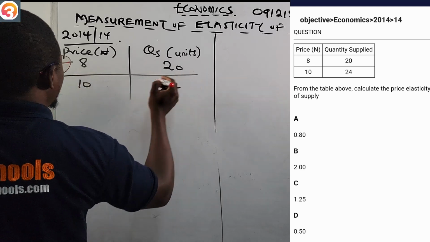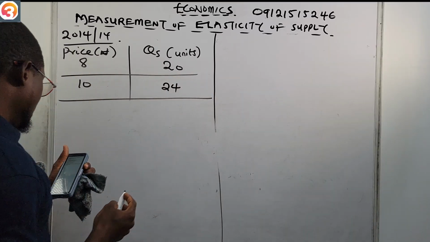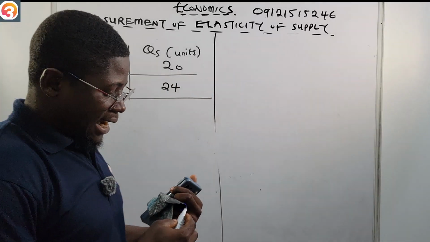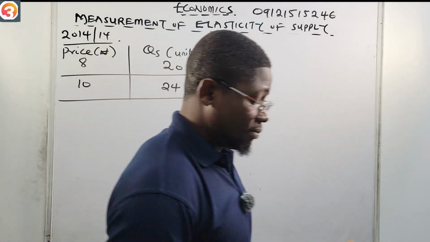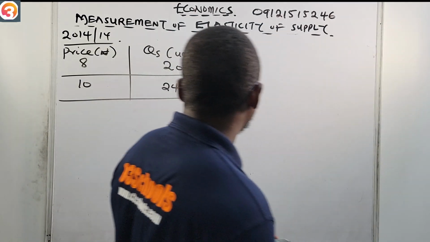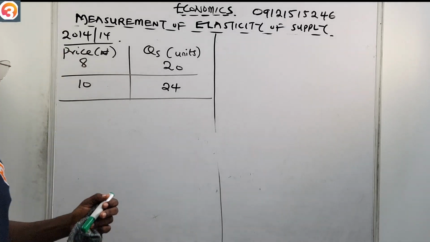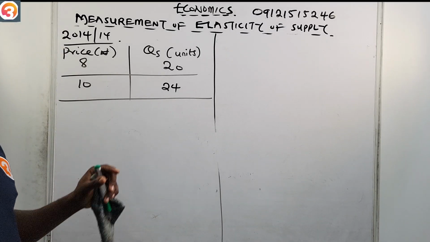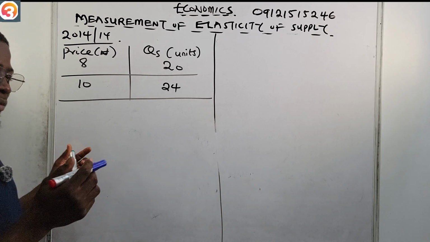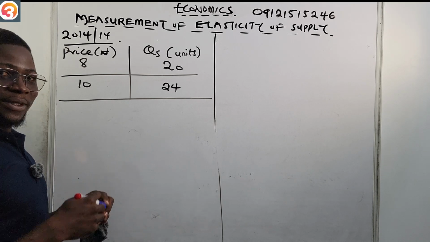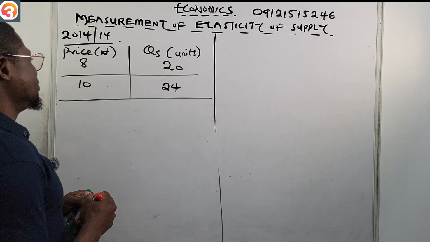All right, so we are told to calculate the price elasticity of supply. Okay, very easy as ABC. So the same approach, the same method we used before is what I'm going to do. Let me just solve this question so that I can give you the assignment. So let us do this.